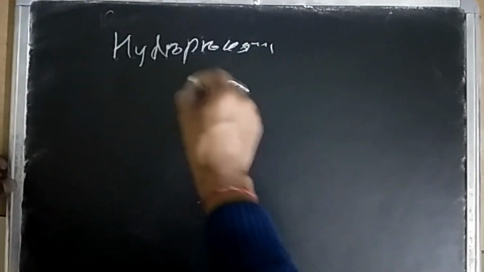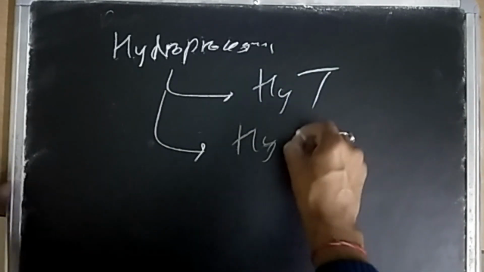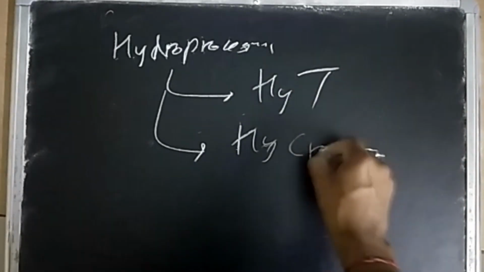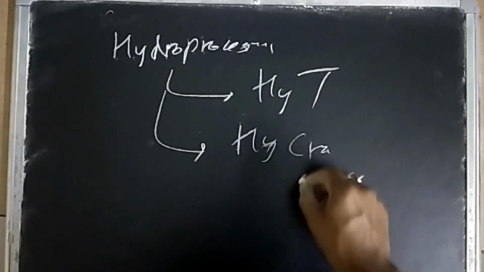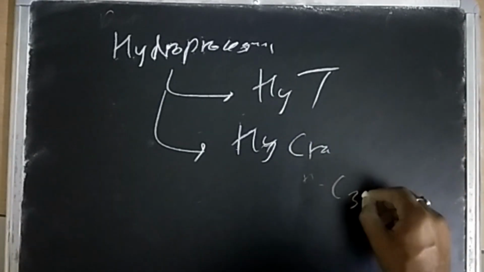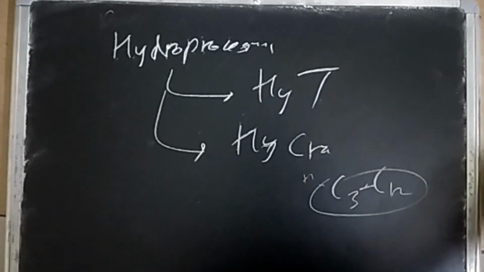Then let me talk about the other things like hydroprocessing. There are two things, hydrotreating and hydrocracking. Hydrotreating includes hydrodesulfurization, removing the sulfur. Hydrocracking means we use hydrogen to crack the compound, and we get approximately C3 to C12 after cracking. And then we have visbreaking and coking.